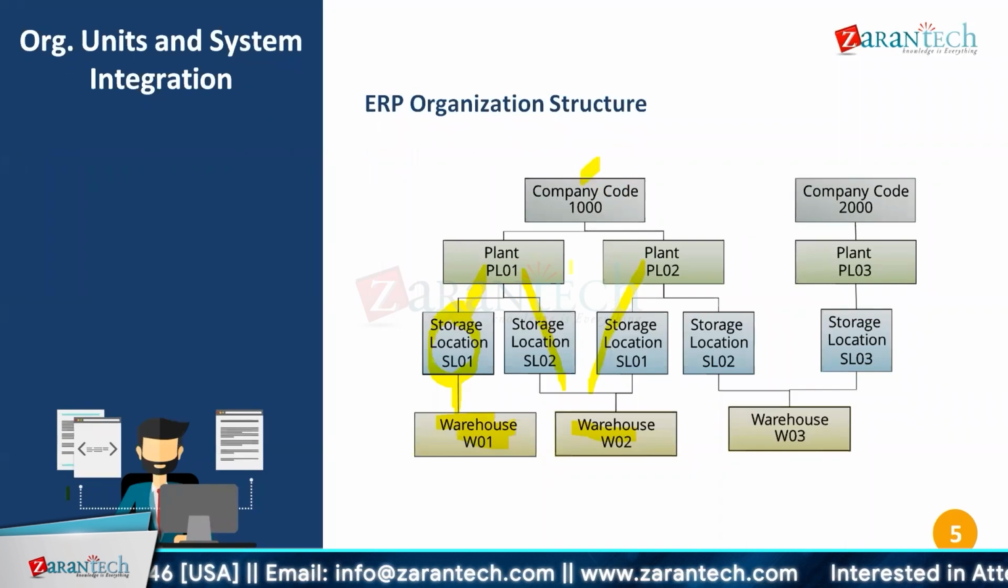Okay, so here plant PL01, PL02 store locations are assigned to a warehouse W02. It's not that a warehouse should only be assigned to the same plant. You can also assign warehouses to a different plant's store locations. Physically, take an example: the external warehouse where we are storing the parts, or an overflow warehouse where we are storing finished products of PL01.